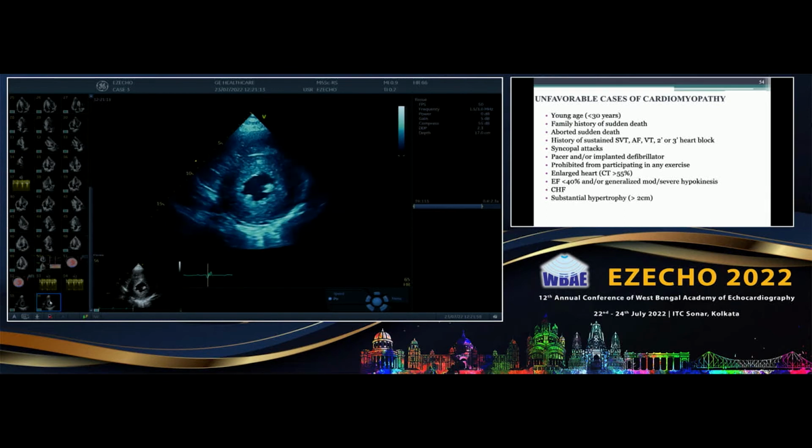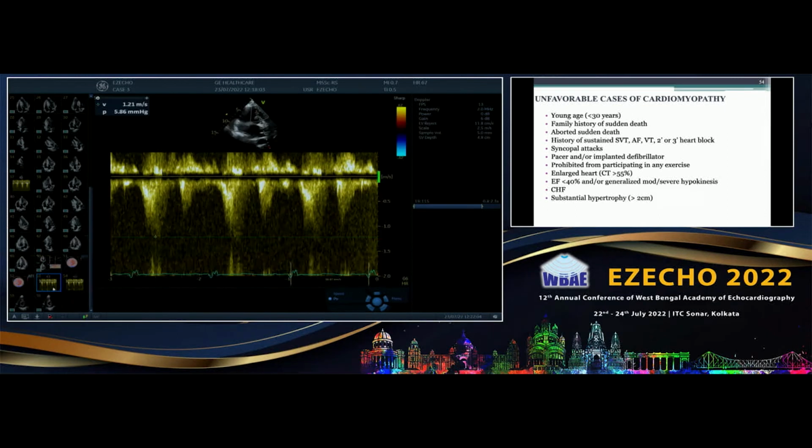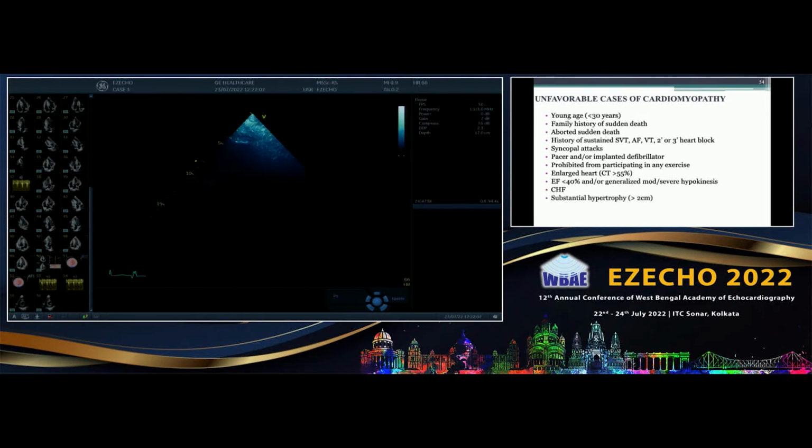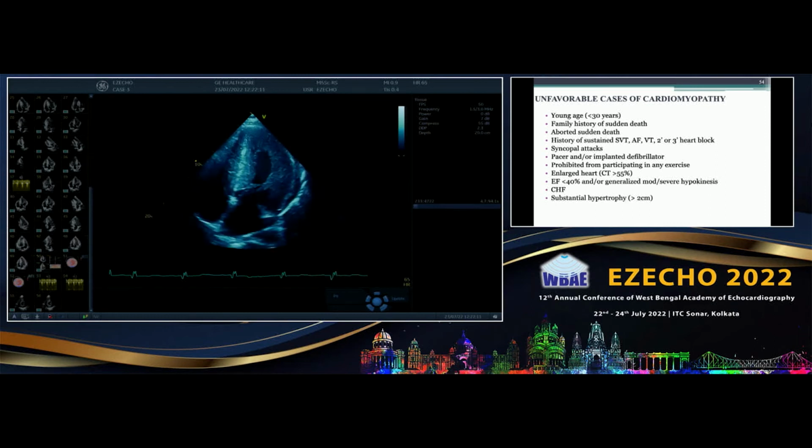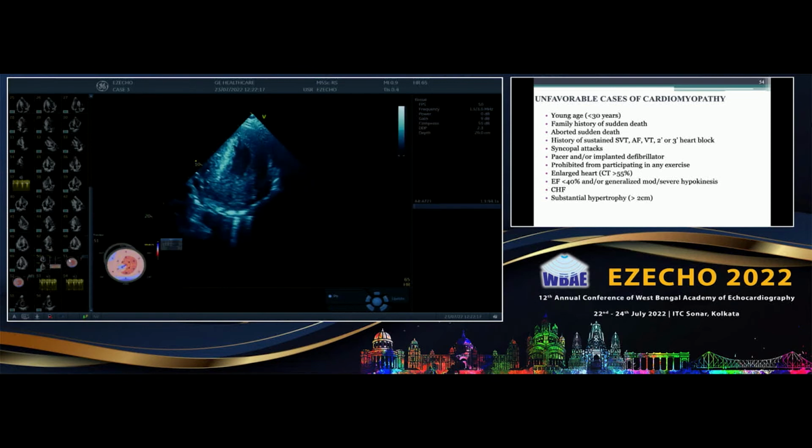Also try to look at the RV outflow tract obstruction, because many times in HCM patients you are only focusing on the LV, but they can also have RV obstruction. We tried to look at it. It was not there. And so did we get the GLS? Yeah, just show me the GLS map. 5 point something. No, what is important is to look at it qualitatively. Just go to the GLS map.